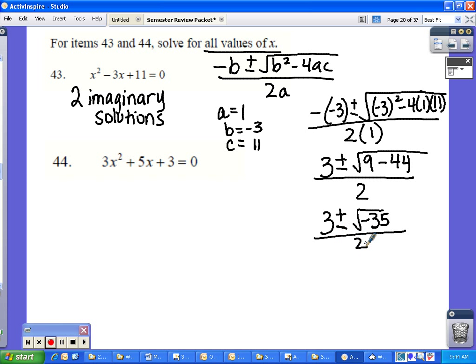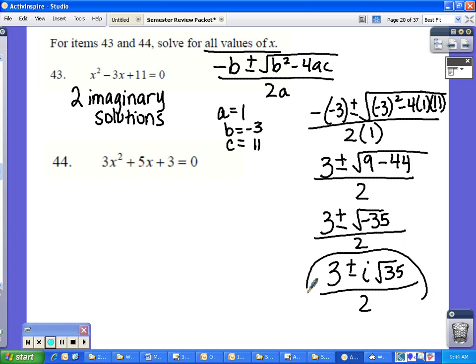From this point on, now that you know that you have a square root of a negative number right here, you know that you're going to have your imaginary solutions. From here, you literally can just pull out that negative as the i, and you're going to have 3 plus or minus i root 35 over 2.